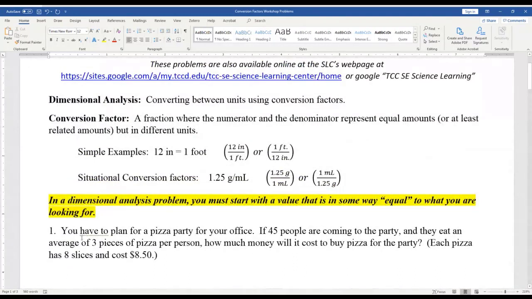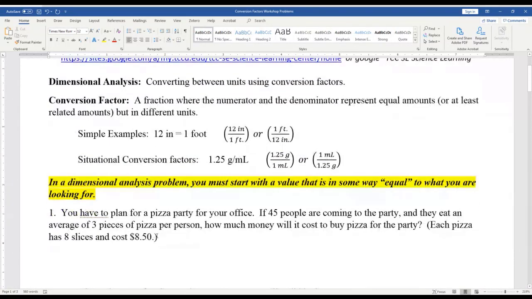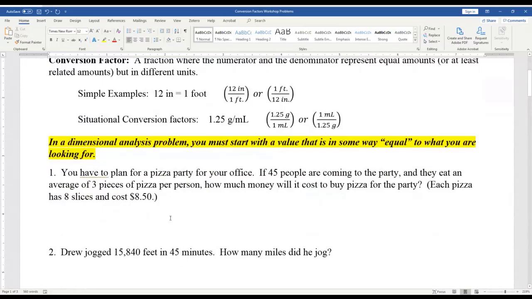Okay, so with that basic framework, let's tackle a kind of a practical problem. Let's say, for example, you have to plan a pizza party for your office. This is problem number 1. If 45 people are coming to the party and they eat an average of 3 slices of pizza per person, how much money will it cost to buy pizza for the party? Each pizza has 8 slices and costs $8.50.